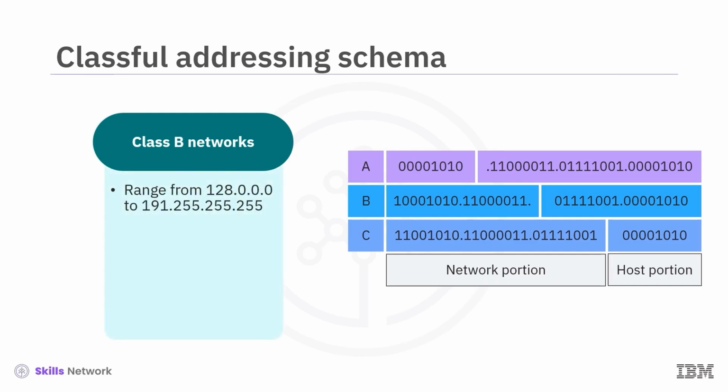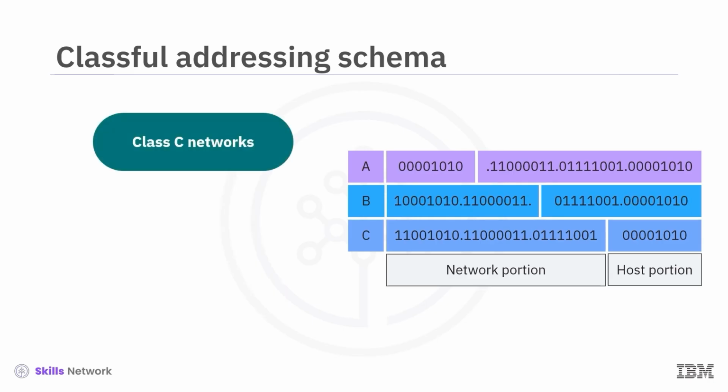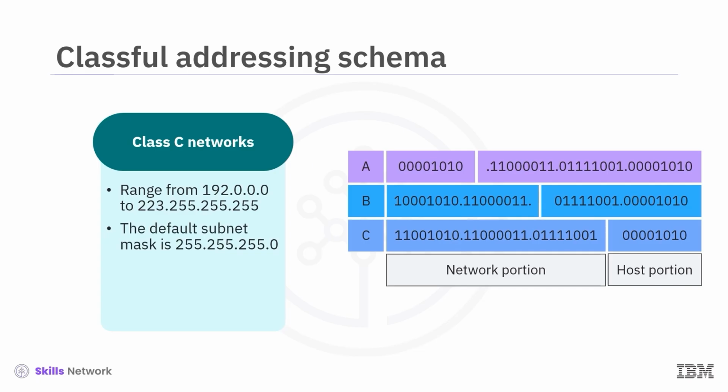Class B networks. They range from 128.0.0.0 to 191.255.255.255. The default subnet mask is 255.255.0.0. Class B networks use the first 2 octets for the network portion and the last 2 for the host portion. Class C networks. They range from 192.0.0.0 to 223.255.255.255. The default subnet mask is 255.255.255.0. In Class C networks, the first 3 octets are dedicated to the network portion, and the last octet is for the host portion.